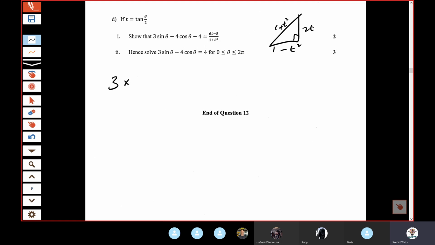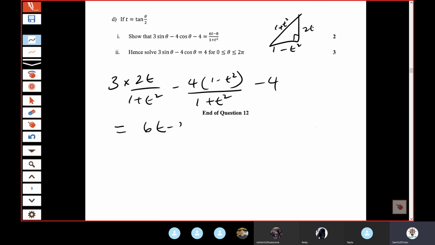3 times sine, opposite over the hypotenuse, minus 4 cos, on 1 plus t, minus 4. From the top of my head, that becomes this. Does anyone have any issues and actually wants me to do it though? No? Nobody? Alright. Part double A, hence solve. Well, that's not too bad.